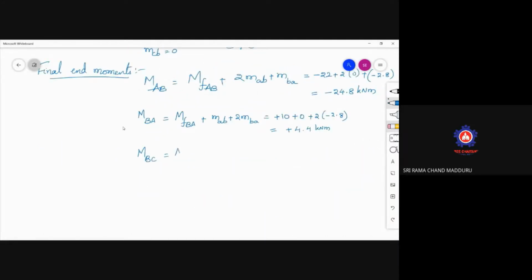MBC is MFBC plus 2MBC plus MCB. MFBC is 0 only, plus 2 times of MBC, minus 2.2, plus MCB 0, so minus 4.4 kilonewton meter. MBC is calculated. You calculate MCB is 0 only. There is a roller support and hence MCB will become 0.